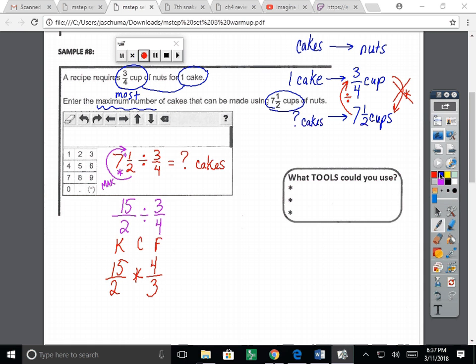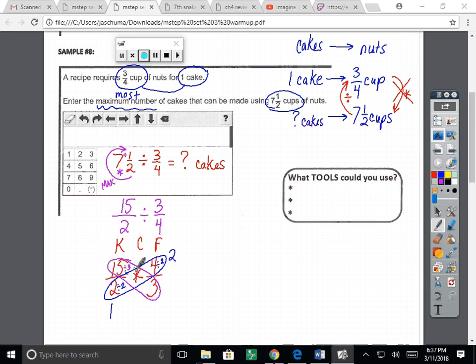I am really ready to complete this problem, but I noticed something fabulous. Take a look at this 2 and this 4. Do you see how they might cross simplify? Oh, they both divide by 2. 2 goes into 4 twice, and 2 goes into 2 once. Oh, but just a minute. Is there more? Take a look at this 15 in the numerator and this 3 and the adjacent denominator. What number divides nicely into 15 and 3?